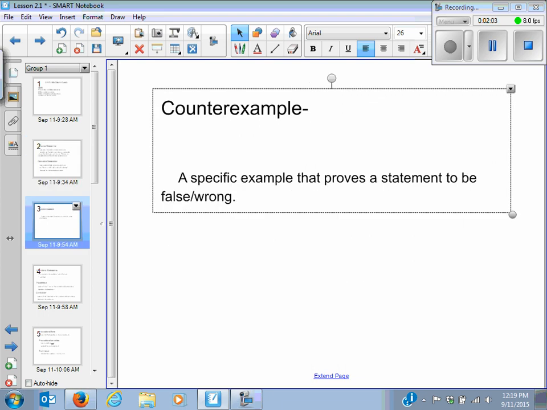All right, a counterexample would be something specific that proves a statement to be false or wrong. If you made a statement like, if it's a test, then I get an A, and someone can pull up last week on a test when you got a B, that would be a counterexample. It's just something that says, no, that's not always true.